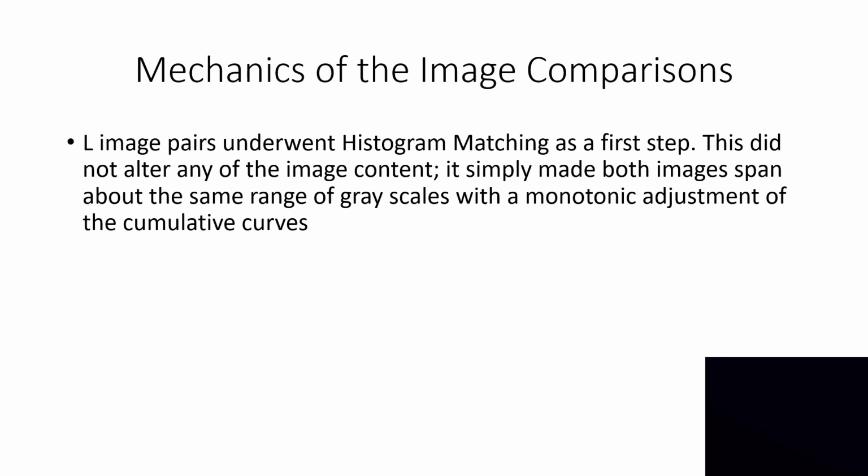So the first step in all this is to do something called histogram matching. This doesn't alter the image content. Histograms are made from binned data, and the bins are simply stretched and compressed, not shifted one relative to the other. So you maintain a monotonic relationship between the two images. It's a very simple mapping. We don't add or subtract any information from the image. You just distribute it over a different range of grayscale.